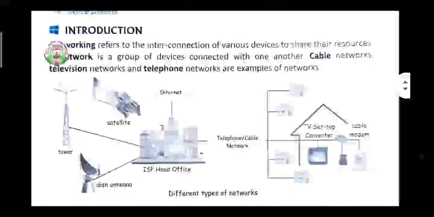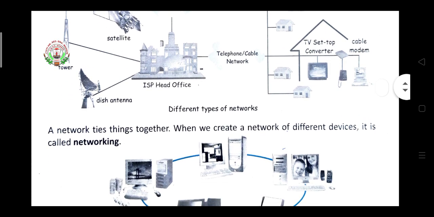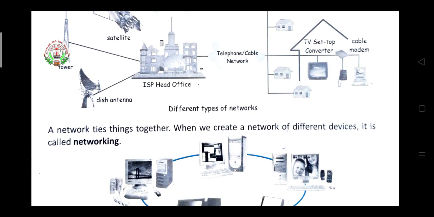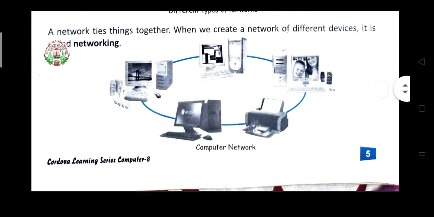Here is the diagram of different types of networks. A network ties things together. When we create a network of different devices, it is called networking. So if we connect different devices, suppose a desktop, laptop and printer, together to create a network, it is called networking.